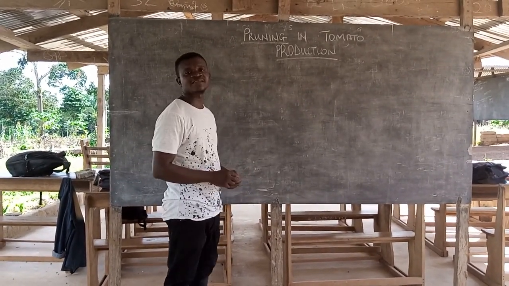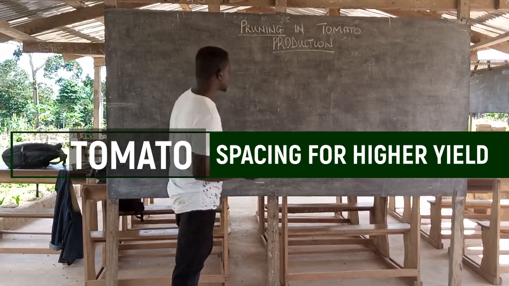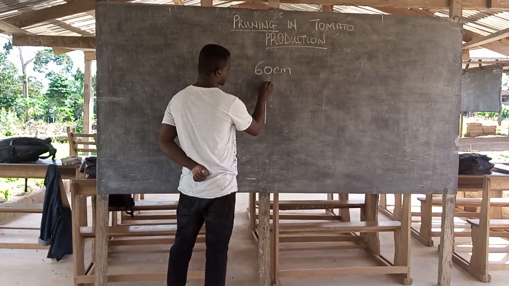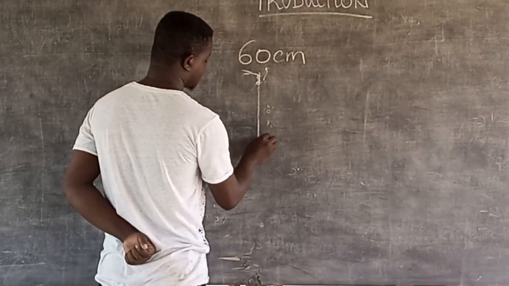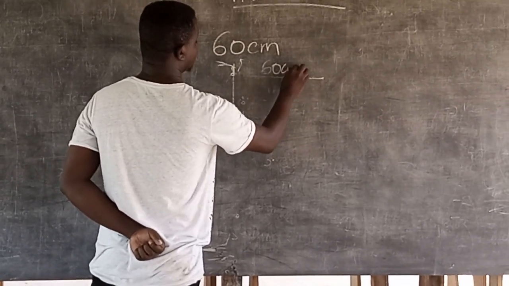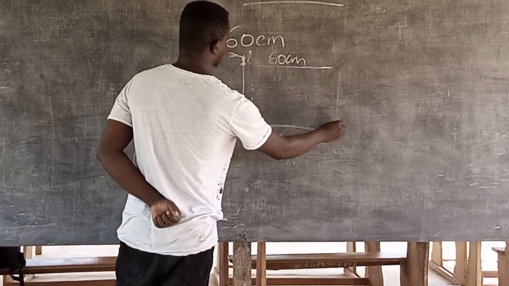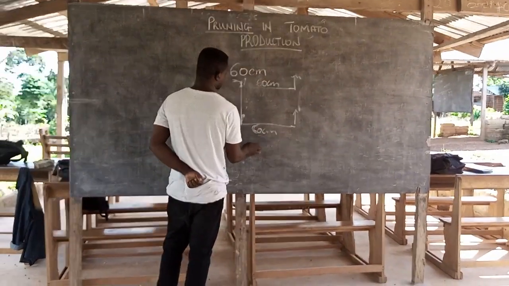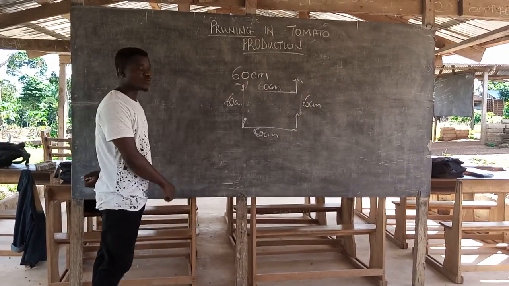Now, tomato in an actual sense is a type of crop whose spacing is at least, let's say, 60 centimeters. So let's say this is a tomato plant. You plant one tomato here, then you plant another tomato here, then you plant another tomato, all 60 by 60 centimeters. Then you are good to go.